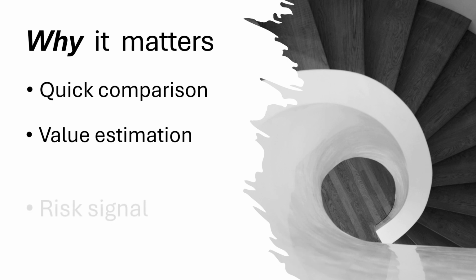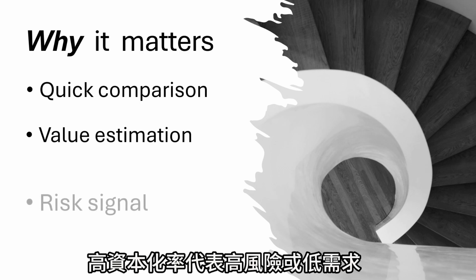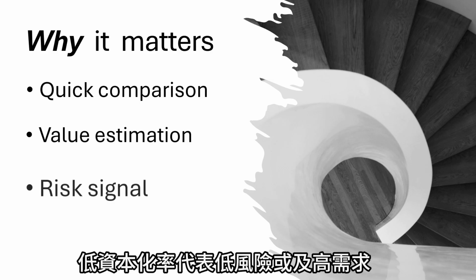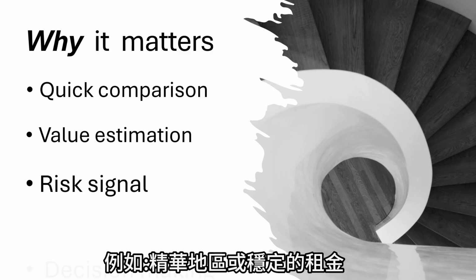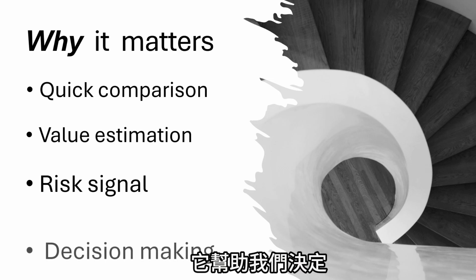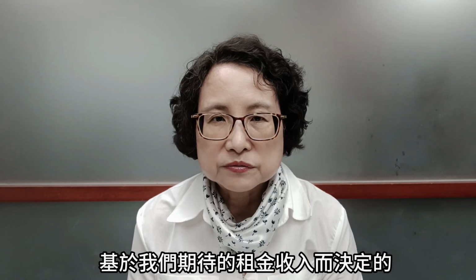Number three, risk signal. In general, a higher cap rate implies higher perceived risk and lower demand, such as a less desirable location, old building, or unstable tenants. A low cap rate suggests lower risk and higher demand, such as a prime location and stable income. Number four, decision making. It helps us decide whether a property is overpriced or a bargain based on expected cash flow.